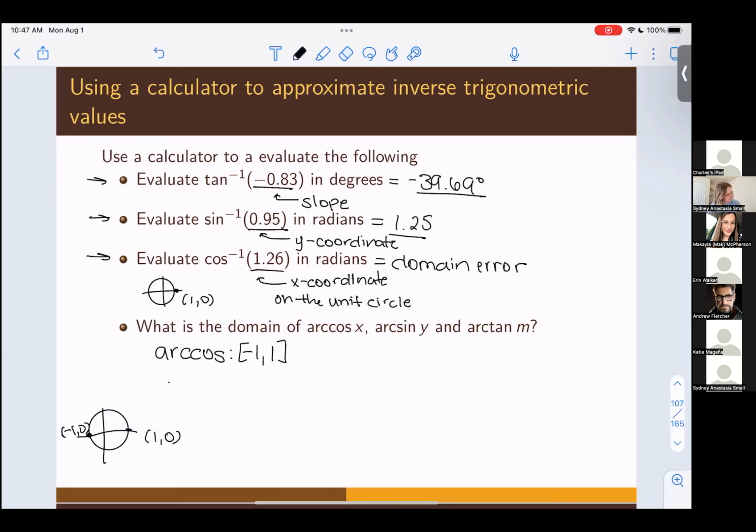Similarly, let's think about the domain for arc sine. Well, we can't get a sine value any greater than 1 because the y coordinate on the unit circle will never be greater than 1. We also cannot get a sine value less than -1 because, again, we are bound by that radius of 1. The radius of the circle is 1. So the domain for arc sine is also just [-1, 1]. We can land anywhere between -1 and 1, just going along this circle somehow, but we will never be able to go beyond -1 or 1.